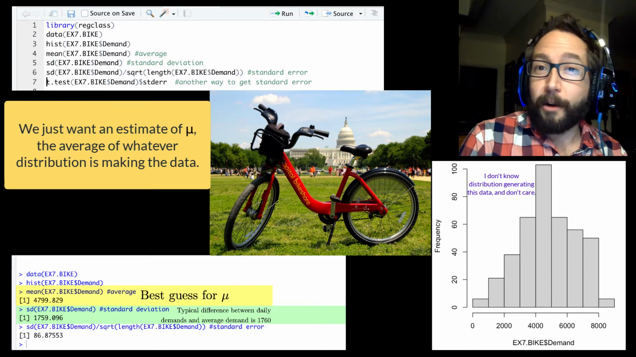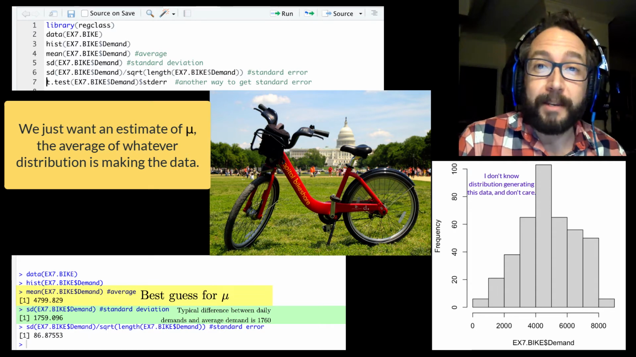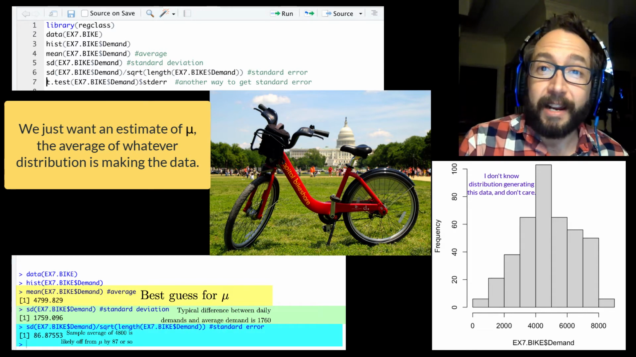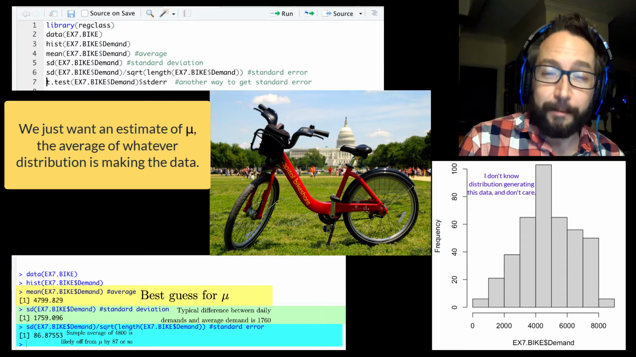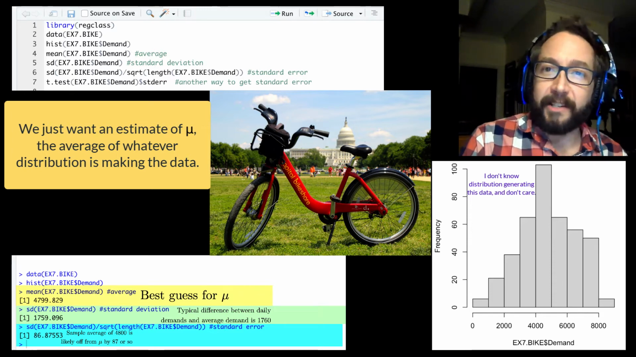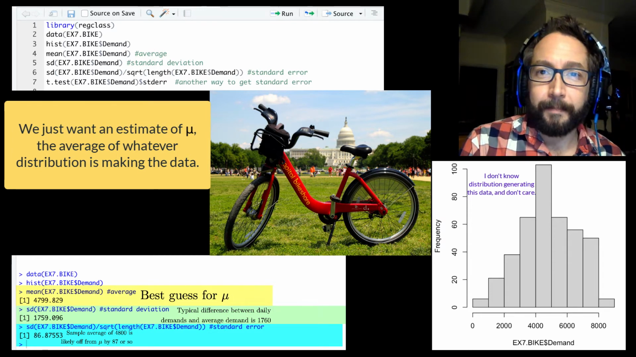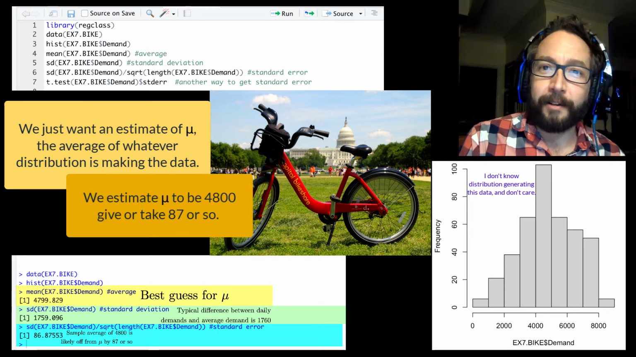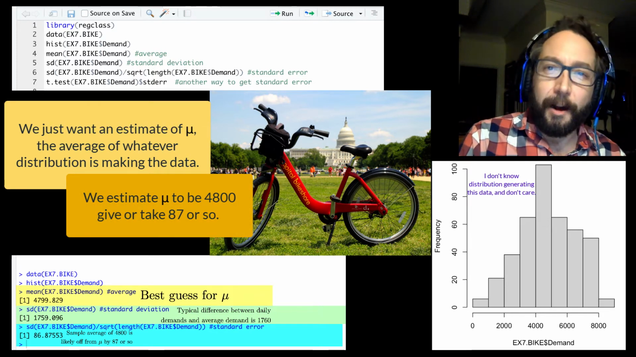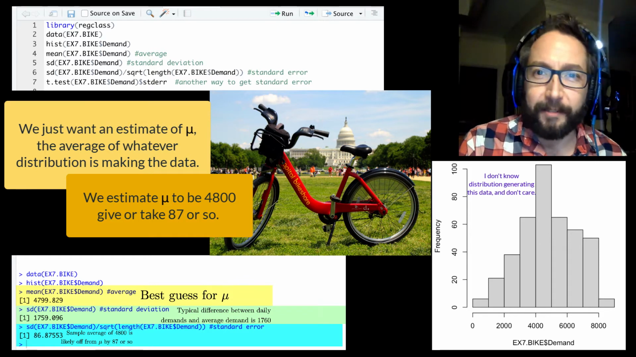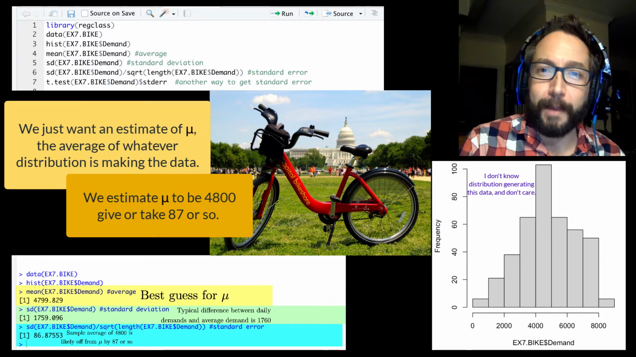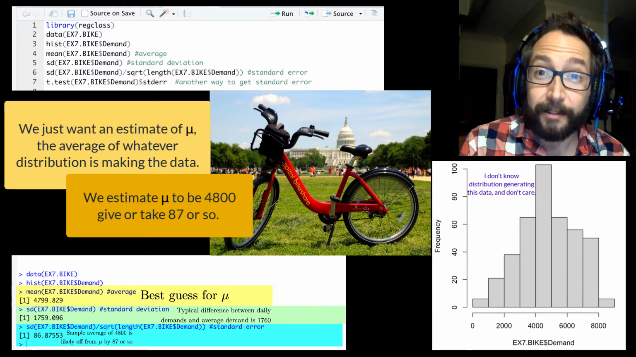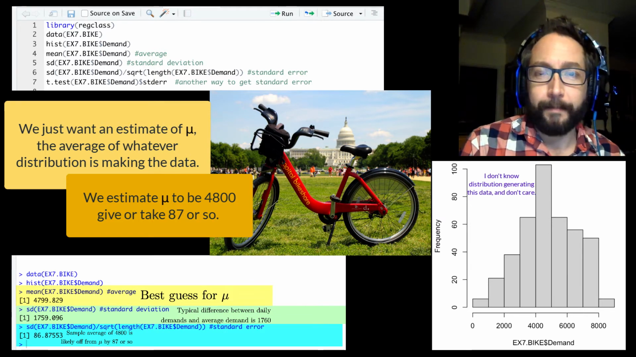If I want to know how close my sample average might be to mu, well, I get that standard error. Take the standard deviation, divide by the square root of n, and I find the standard error is about 87. So my estimated average of 4800 is likely off from mu, whatever the expected value is of the probability distribution making my data, by about 87 or so. So I've nailed down that by quite a bit.